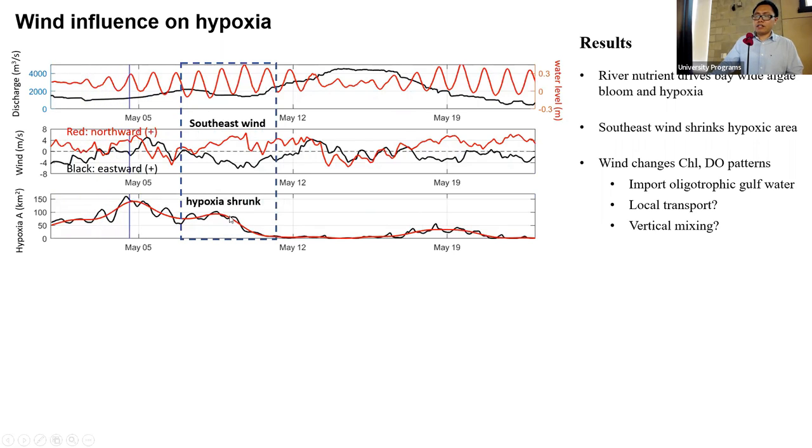The black line is the original data. The red line is the 40-hour low-pass filtered data, meaning the red line has no tidal signals. And they are pretty close, which means the tide has little effect on the hypoxia extinction. So maybe the wind has a dominant role.